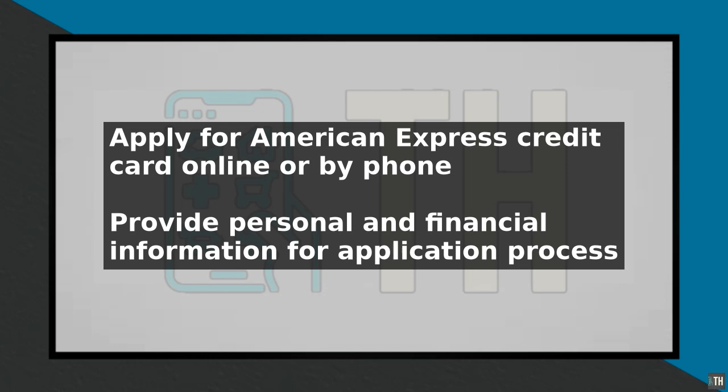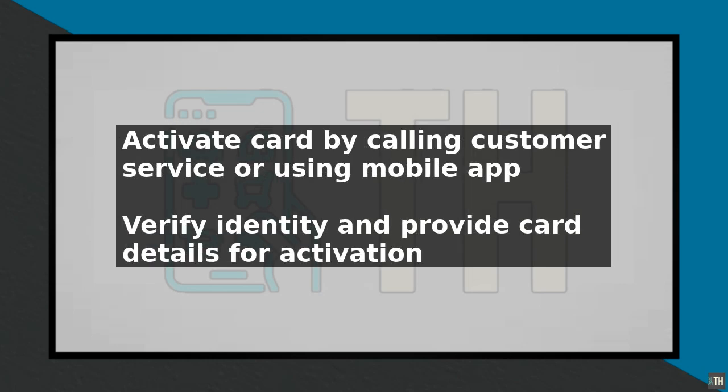Once you have applied and been approved for an American Express credit card, you will receive your card in the mail. To activate your card, you can call the customer service number on the back of the card, visit the American Express website, or use the American Express mobile app. You will need to provide your card details and verify your identity to complete the activation process.